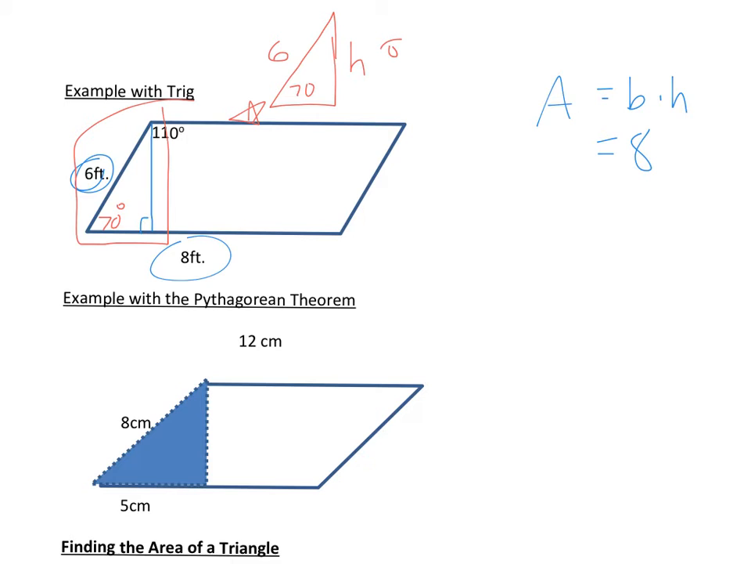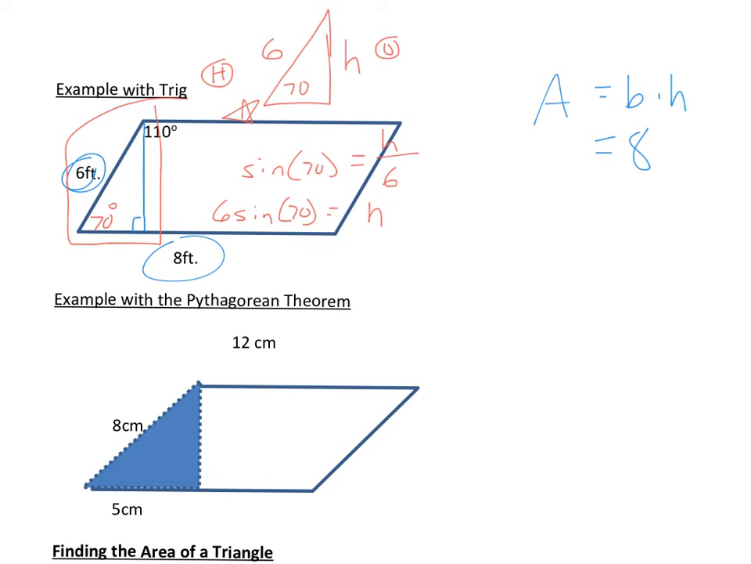Relative to this angle, I've got opposite, I've got hypotenuse, and so I can say then that the sine of my angle, 70 degrees, is going to equal the height over the hypotenuse, which is 6. To get height by itself, I'll multiply both sides by 6, and so the height actually equals 6 times the sine of 70. That, guys, is what we have to transfer over to here. So it'll be 8 times 6 times the sine of 70. That's what you'll put in your calculator. Make sure you're in degree mode.